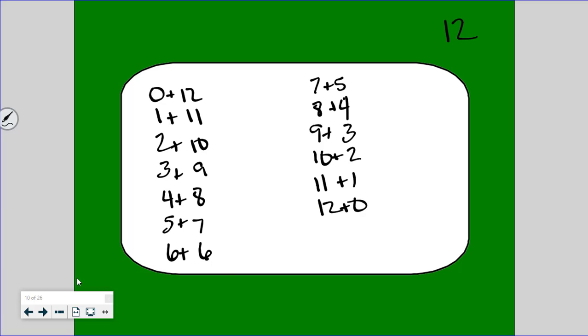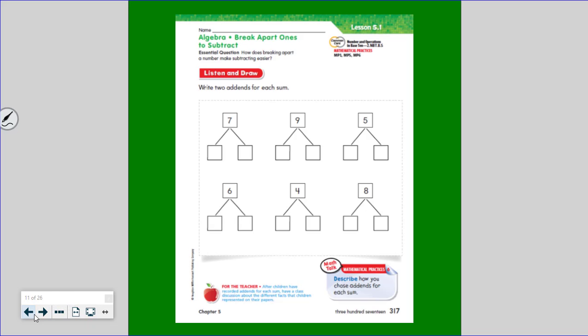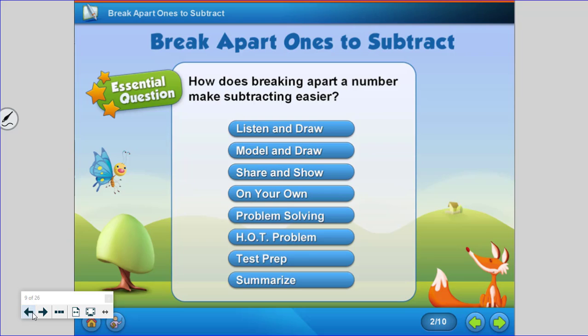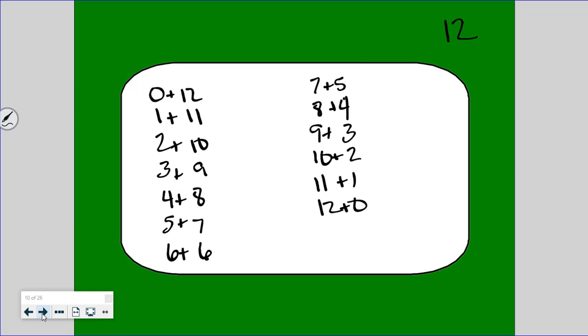All right, so we got ourselves warmed up. Let's talk about our essential question. Here's what we should be able to do when you walk away from your math lesson today. How does breaking apart a number make subtracting easier? We did this with addition, right? We broke apart numbers to make addition easier. So now we're breaking apart numbers to make subtracting easier.